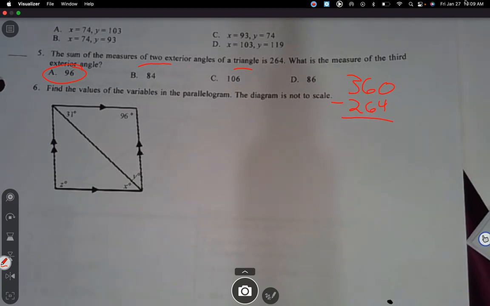I thought a triangle was 180. A triangle is 180 for the inside angles. Exterior angles always add up to 360. It doesn't matter if it's a triangle, a square, a pentagon, a nonagon, a 32-gon. A 32-gon, all the exterior angles would add up to 360.